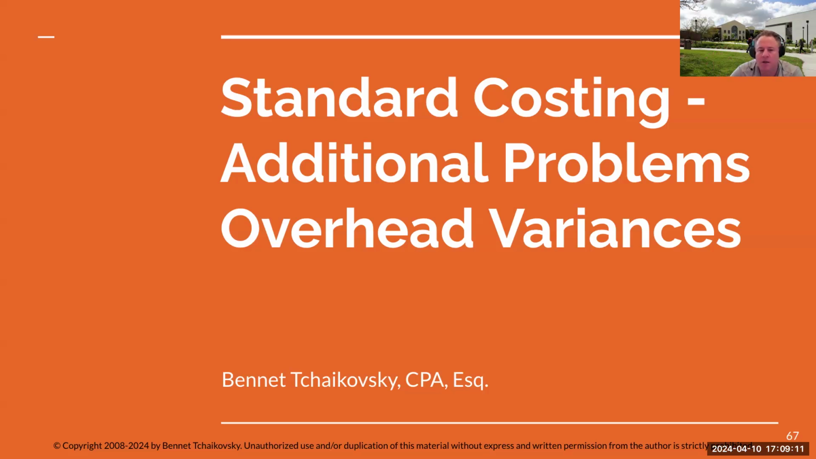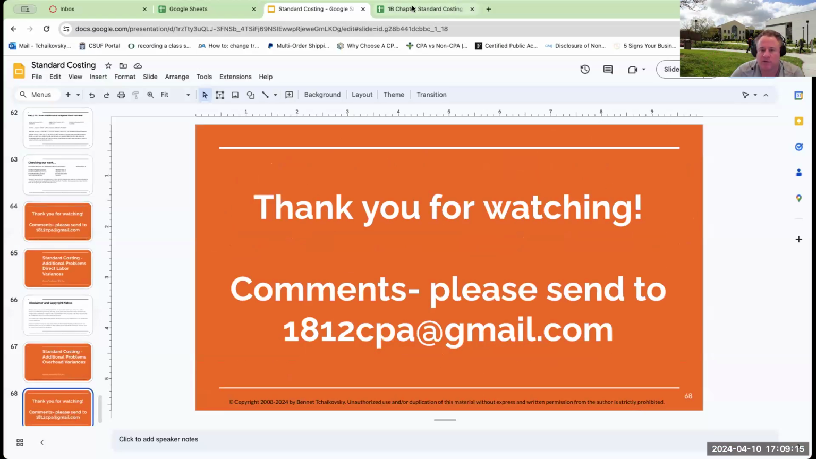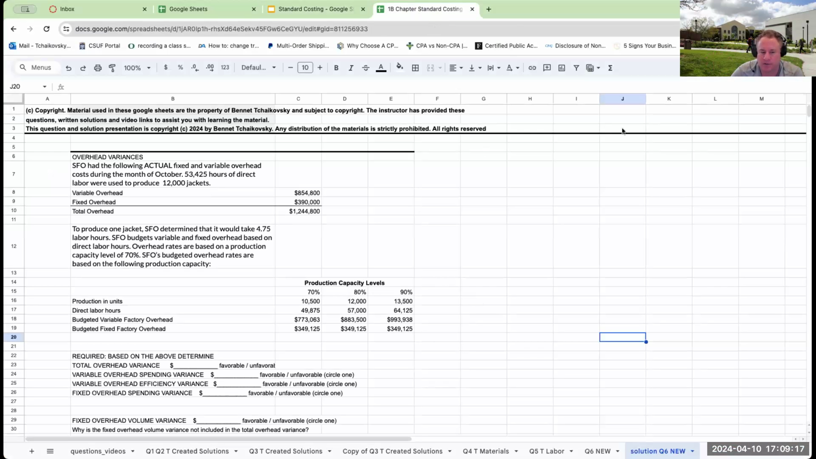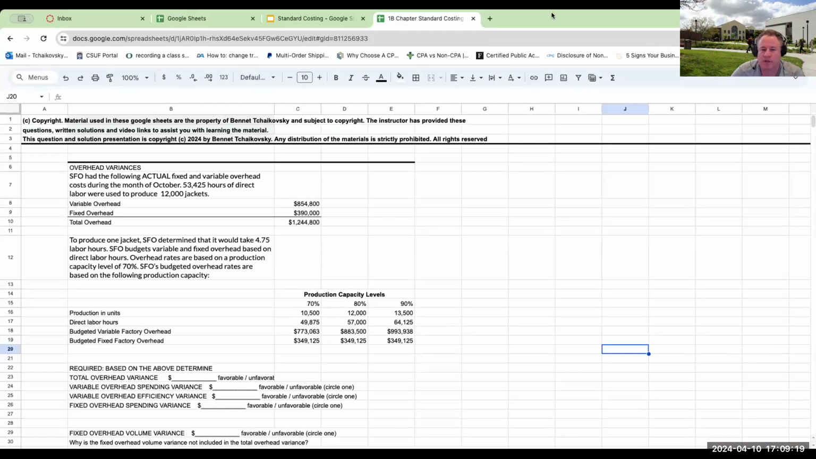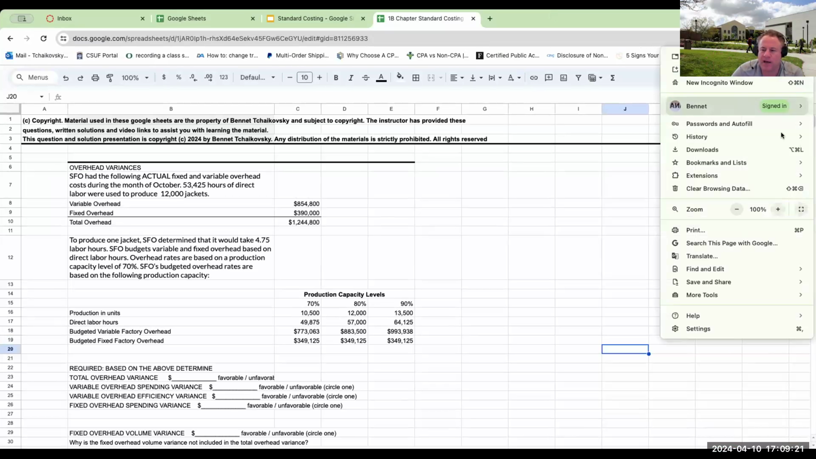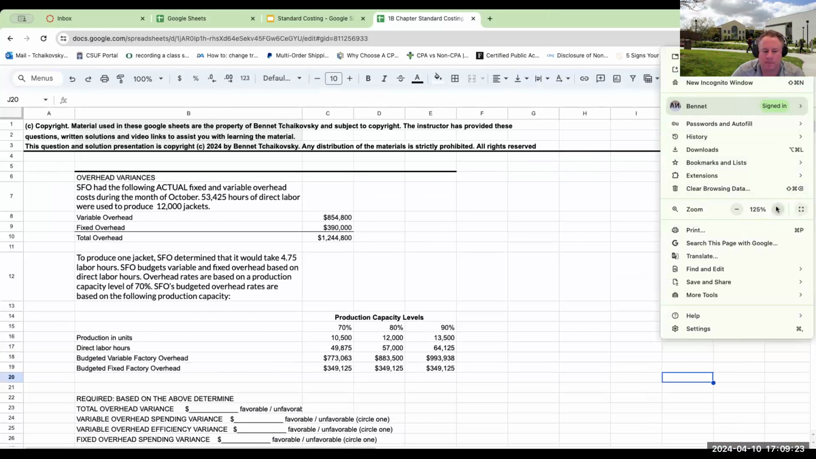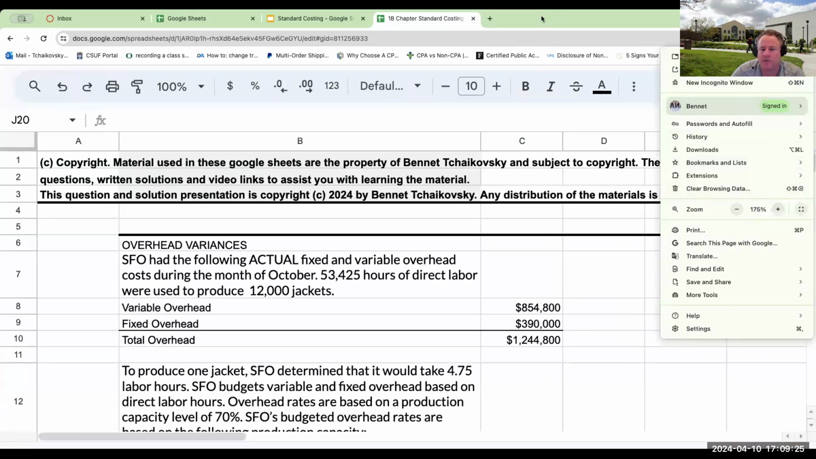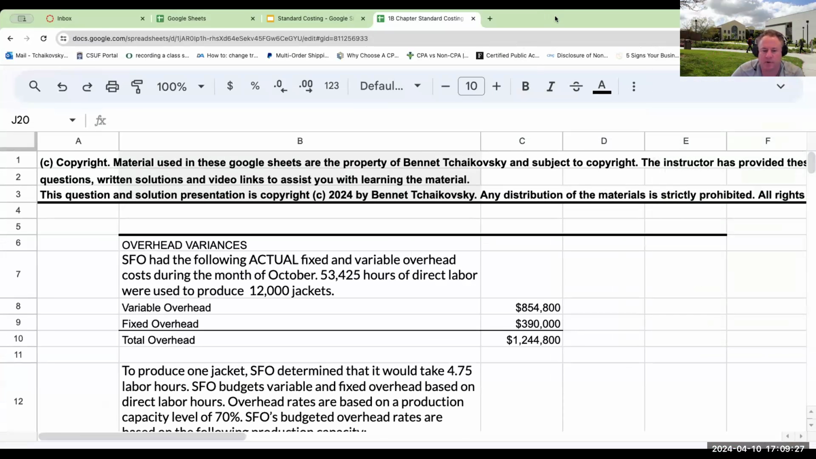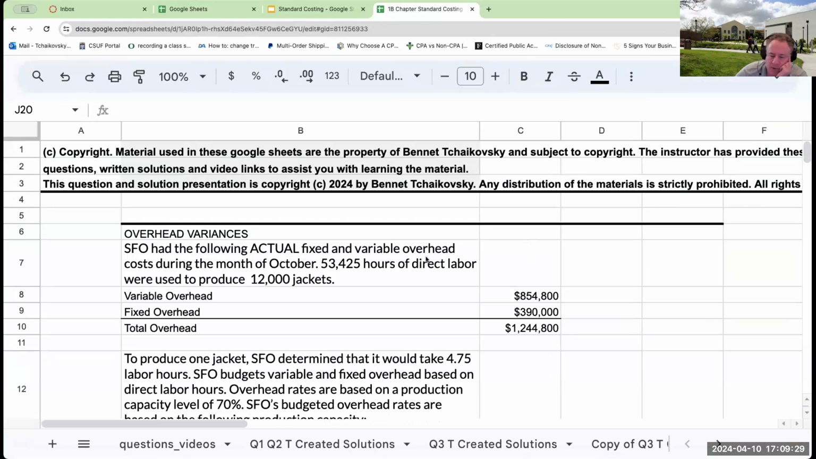Okay. Let's go ahead and take a look at our question. So we have SFO, which had the following actual fixed and variable overhead costs during the month of October.